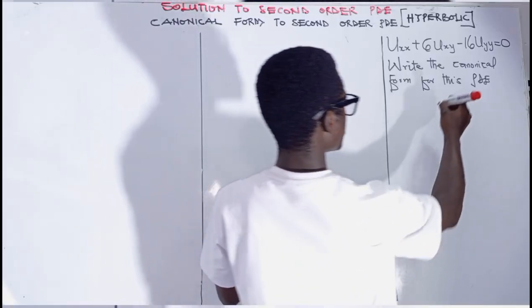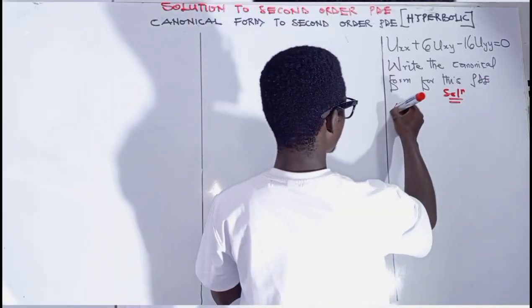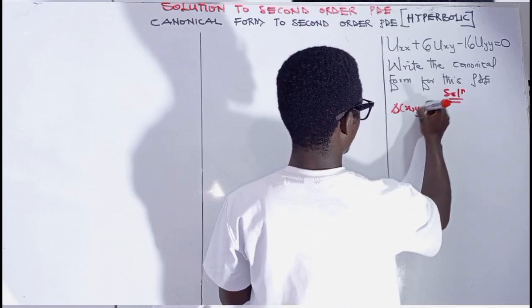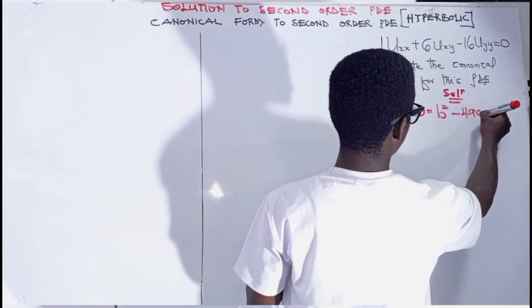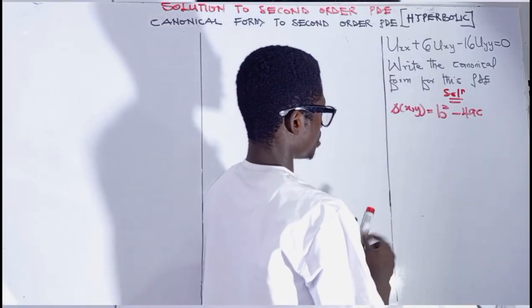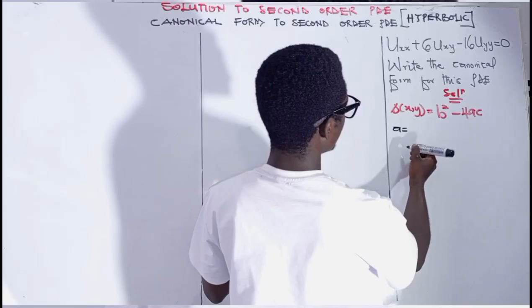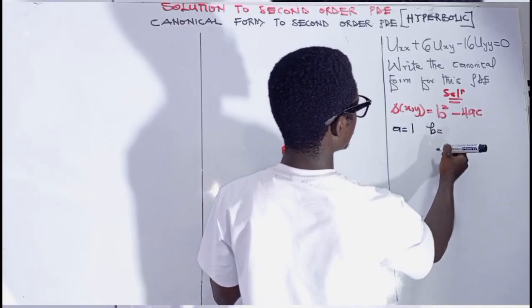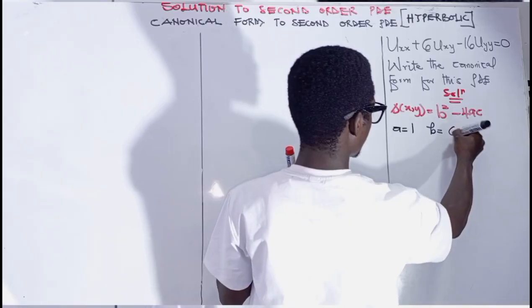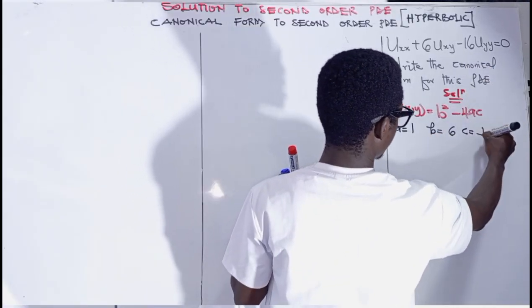So we know that the discriminant is given as what? B squared minus 4AC. So from here, we can say that our A is the coefficient of what? UXX, that is 1. Our B is the coefficient of UXY, that is 6. And then our C is the coefficient of UYY, that is minus 16.